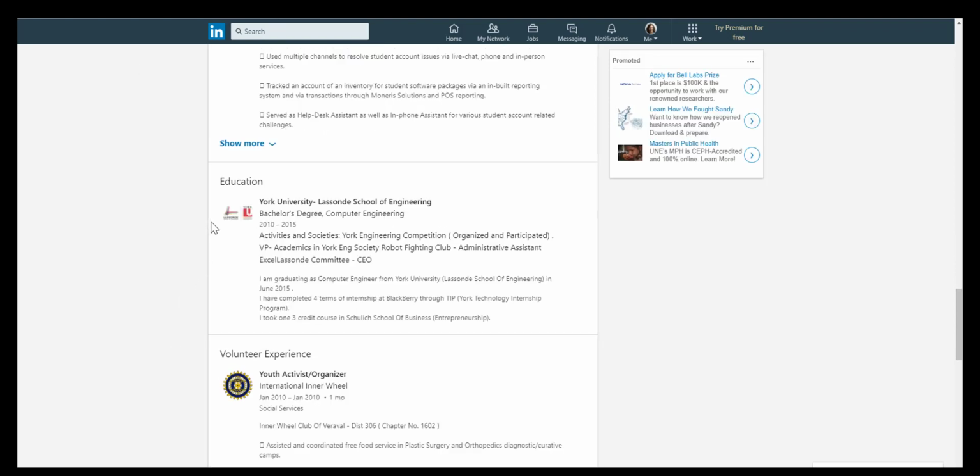I want to show Parth as well. So Parth has added some things he's in. He's in the robot fighting club, right? That's really interesting. And he went into multiple competitions during his time at York too. He's talked about when he graduated and his internship, and then he took a course at one of the affiliates, which is the Schulich School of Business as well. So he can't quite mention that he has a degree from Schulich because he just took a course, but I think it is important to note that he did take that course. So that's a great place to put that.